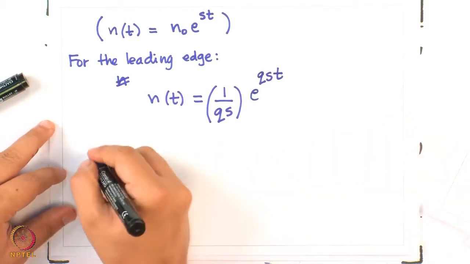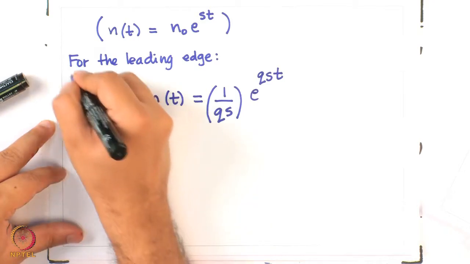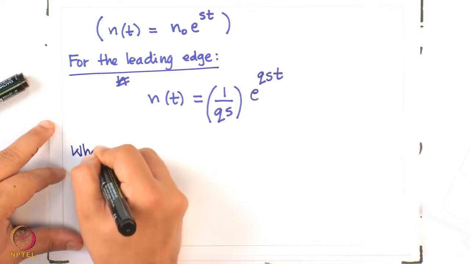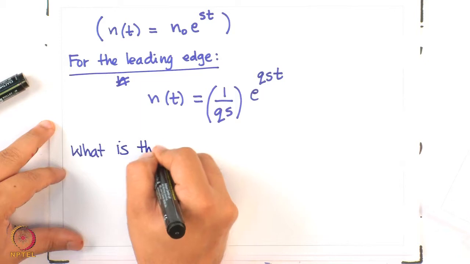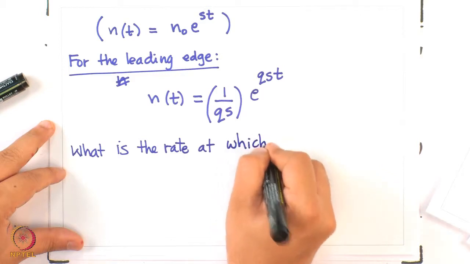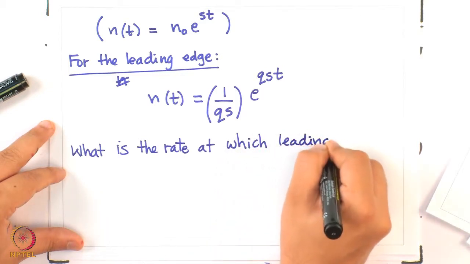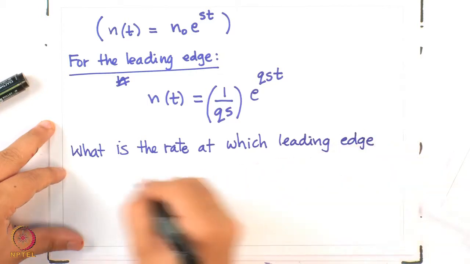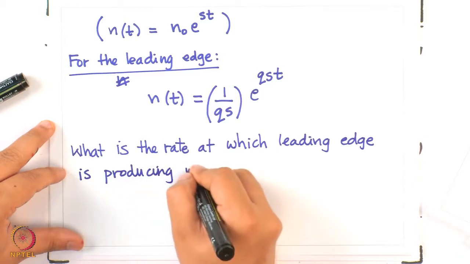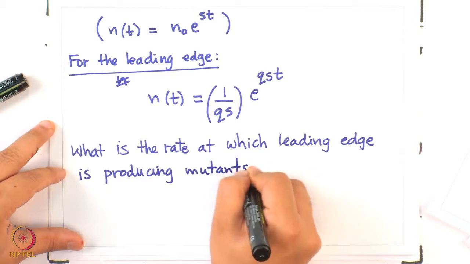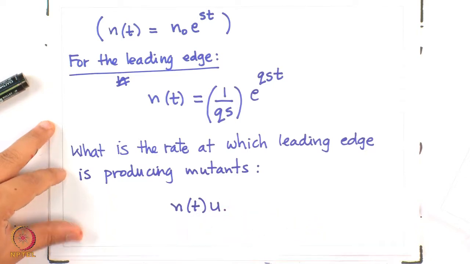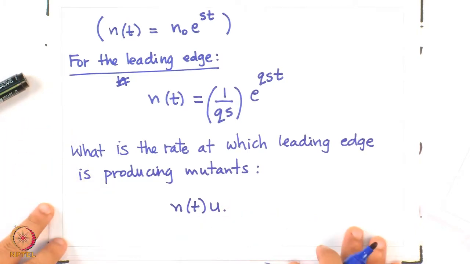What is the rate at which it is producing mutations? So the leading edge's numbers vary like this. What is the rate at which the leading edge is producing mutants? And that's just equal to N(t) times U. That is the rate at which mutations are happening at the leading edge.